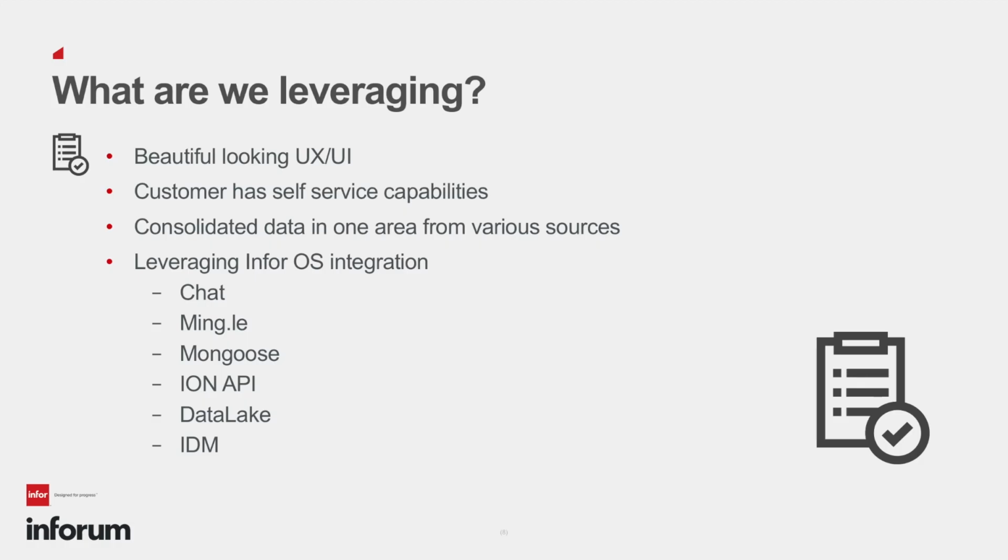So during this demo, we're going to be leveraging some of the standards we picked up from Hook and Loop about beautiful looking UX and UI, giving the customer self-service capabilities, and the ability to consolidate data in one area from various sources, leveraging InfoOS integrations, which includes chat, Ming.le, Mongoose, Iron API, Data Lake, as well as IDM. This concludes our story. Now let's go ahead and go through a demo.